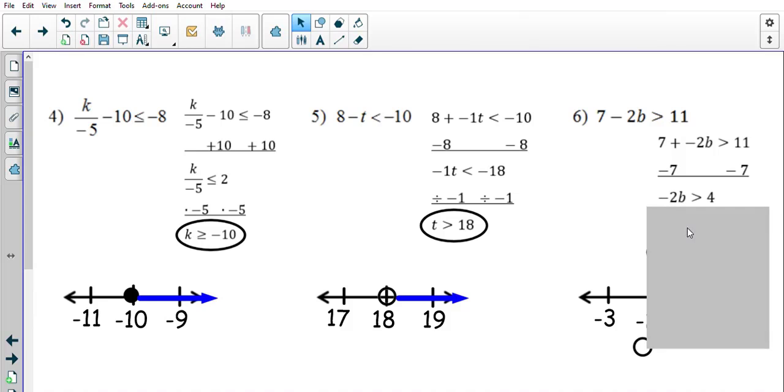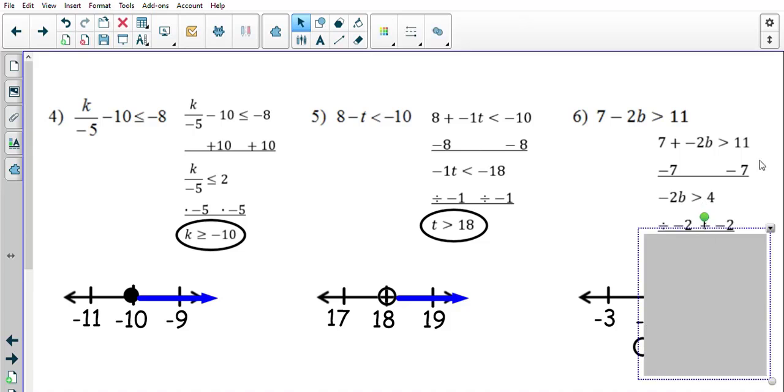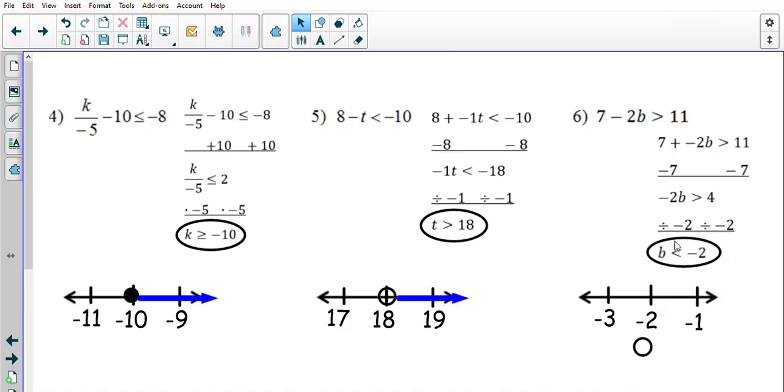That will get me negative 2b is greater than 11 minus 7, which is 4. Then divide both sides by negative 2, and again, we're dividing by a negative value. So that means we're going to flip our inequality symbol around. So it was greater than, it becomes less than. 4 divided by negative 2 is negative 2.